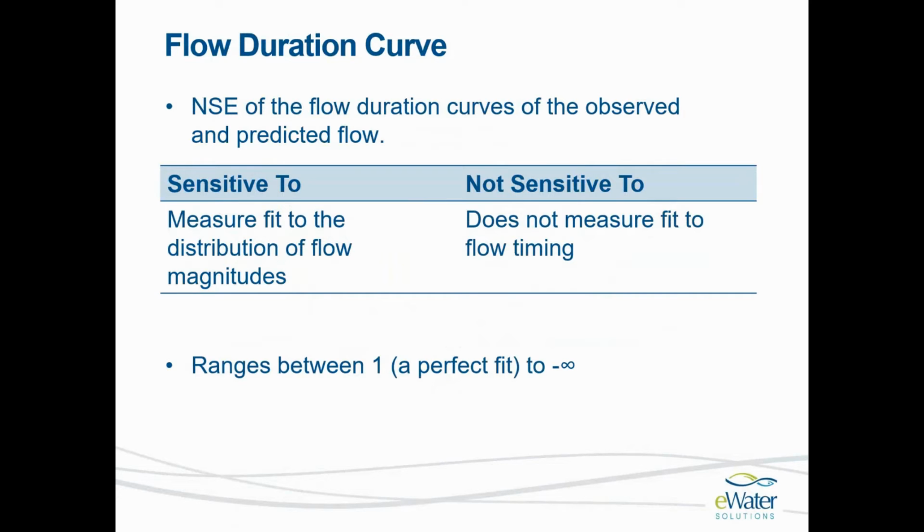The Nash-Sutcliffe of the flow duration curves measures the fit to the distribution of flow magnitudes. So rather than just looking at over or under prediction as the bias penalty does, we're looking at the distribution of flows from low to high flows. Similarly to the bias, it does not measure the fit of the model to the timing of the observed flows.